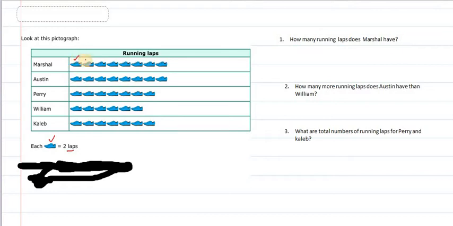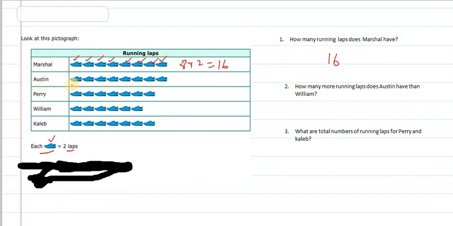So here I have 1, 2, 3, 4, 5, 6, 7, 8. So total are 8 pictures, and the key of the pictograph is saying that each picture will represent 2 laps. So we have 8 times 2, that is going to be 16. So I will say the running laps that Marshall did are 16.